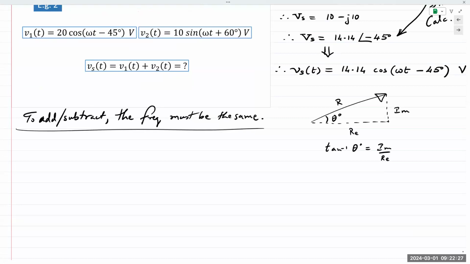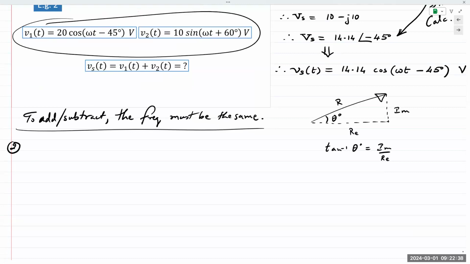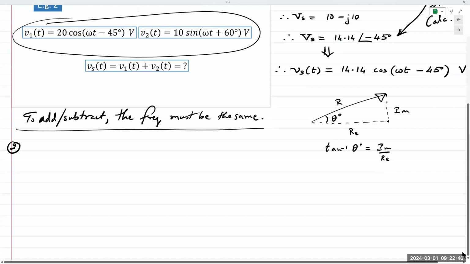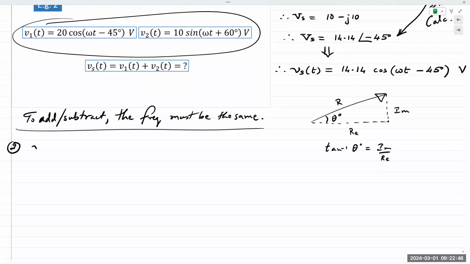All right, example 2. We have the same thing. We're asked to find the sum of V1 of t and V2 of t. In this case, the phase angles have a value not equal to 0, but it doesn't change our approach. The approach remains the same. So I would write out my expression.